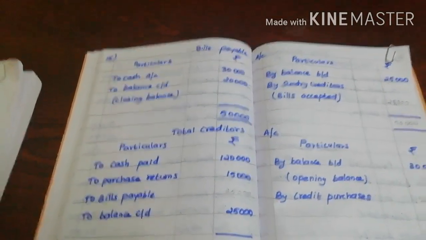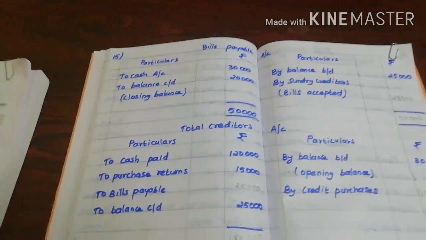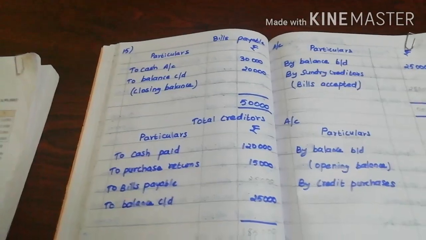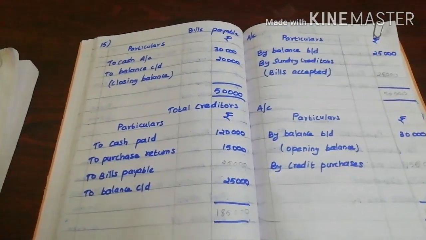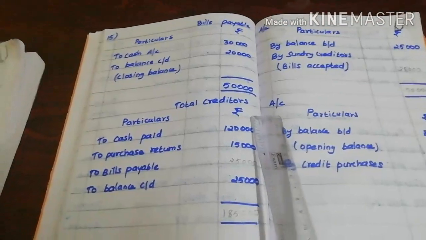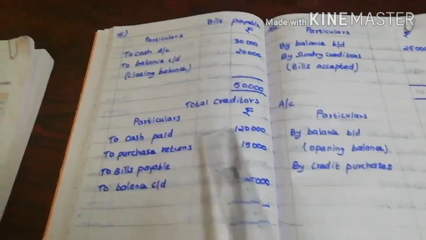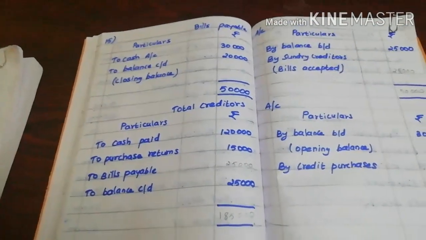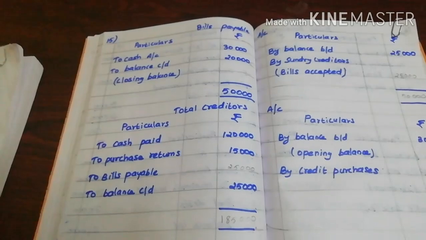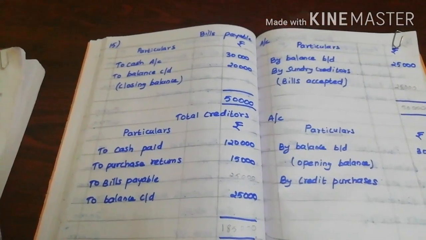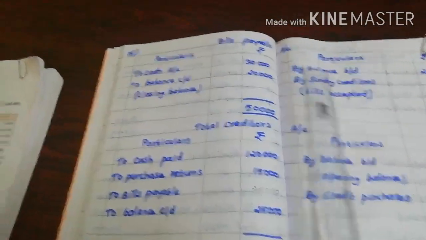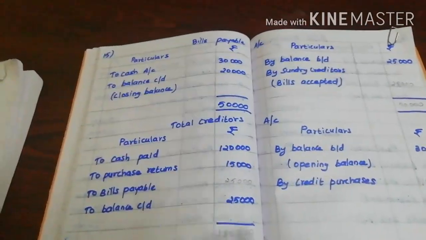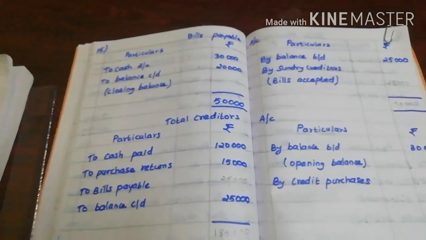Then cash purchase is given. Cash purchase will not be taken in both the accounts. Creditors on 31st December 2018, that is the closing balance of creditors. Closing balance of creditors will be taken to the debit side of the creditors account. To balance carried down is 25,000. Then bills payable on 31st December 2018, 20,000. So closing balance of bills payable, to balance carried down is 20,000. These are all the information given in the sum.